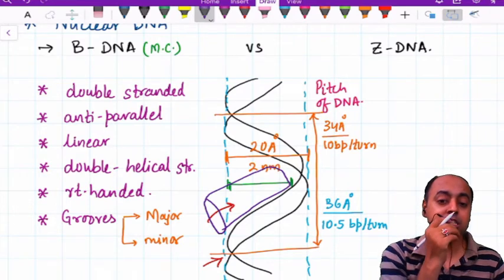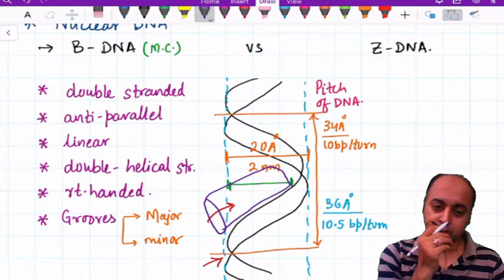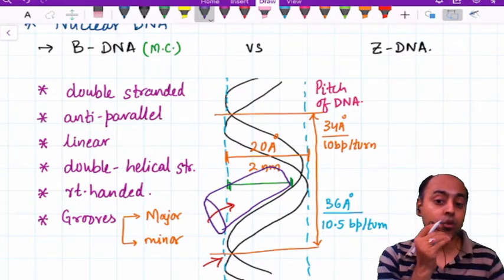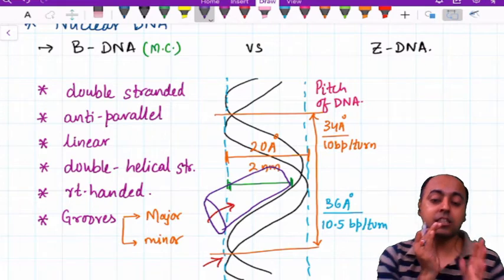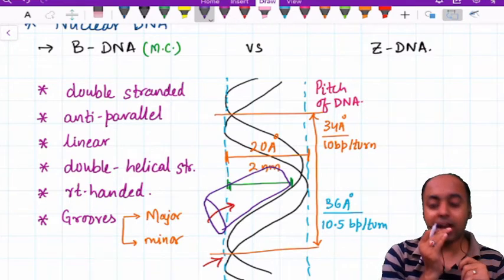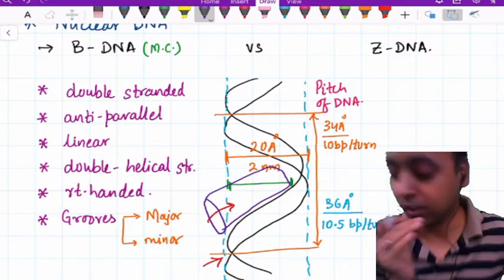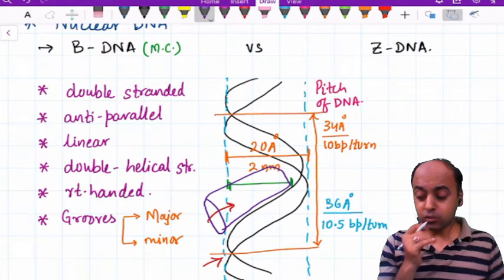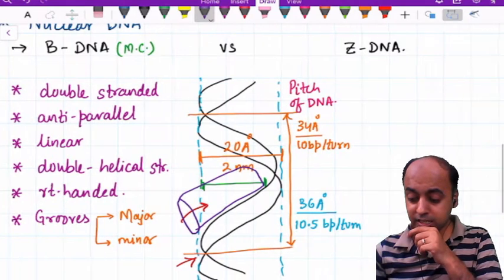It allows for easy interaction with proteins. You know that there are several DNA binding proteins which have the DNA binding domain. So these domains are easily able to move into the major groove and interact with the DNA. Alright. So this is about the B DNA. Now let us quickly compare it with the Z DNA on the same screen.